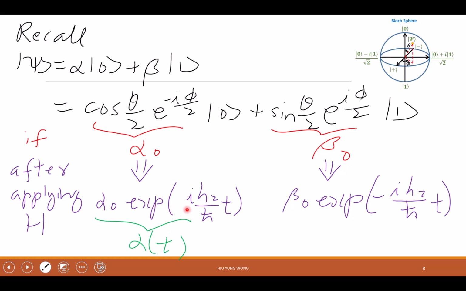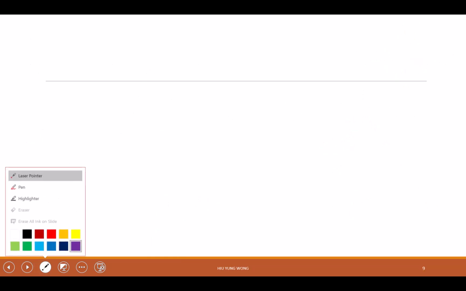Then what is the meaning of this term to the original alpha 0? Do you see that the cosine term is not changed? What changed is the exponential term. Because alpha 0 was e to the power negative i phi divided by 2. Now it becomes e to the power negative i phi divided by 2 times the exponential of i Hc divided by h bar t. So I can group these two terms together. Similarly, I can group these two terms together. Let's take a look at what it means.